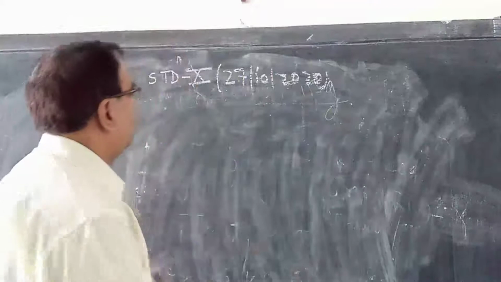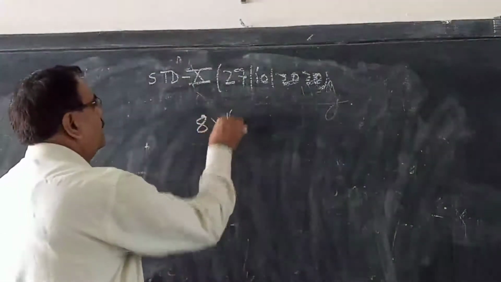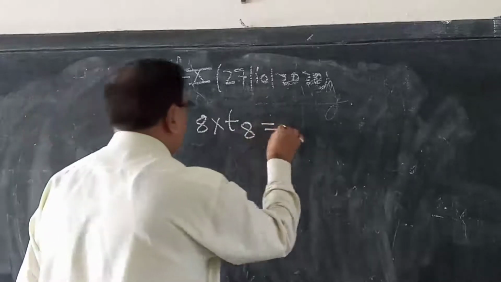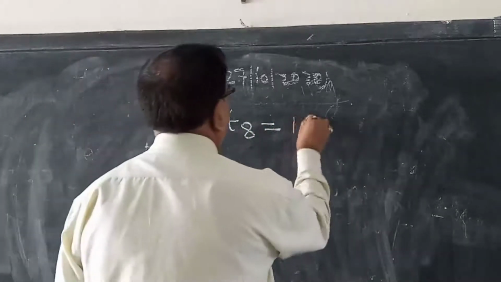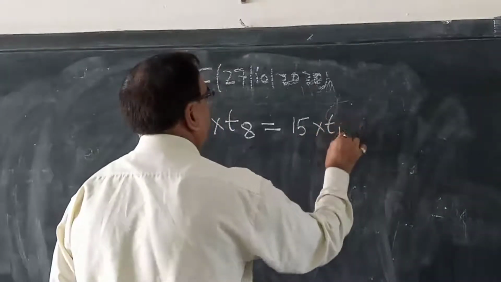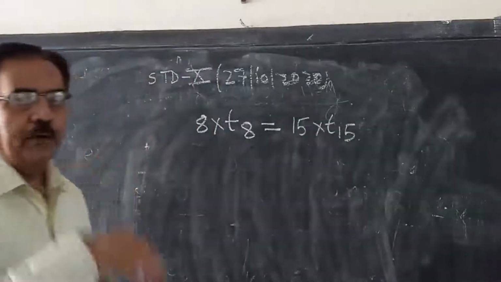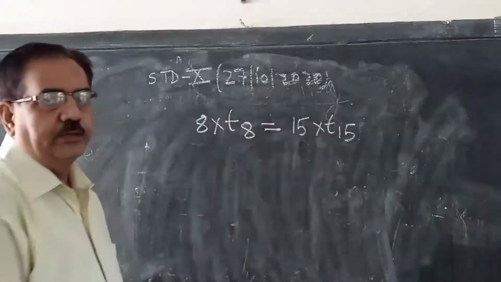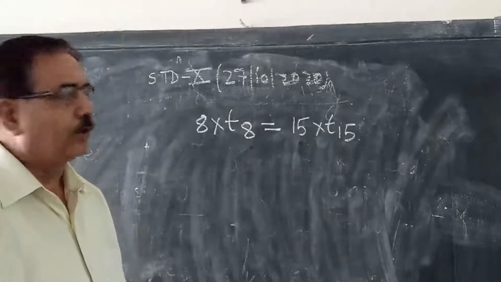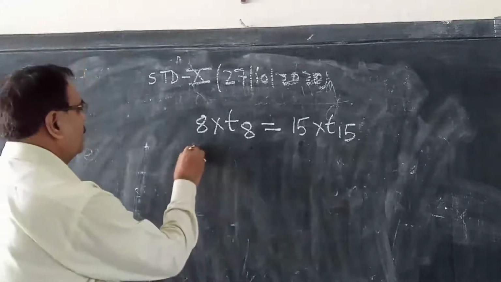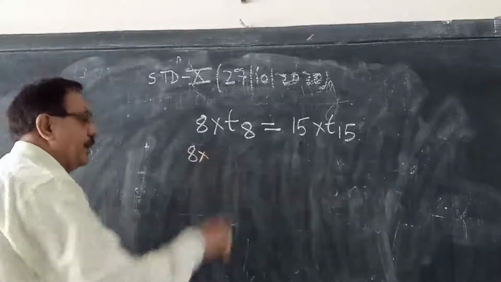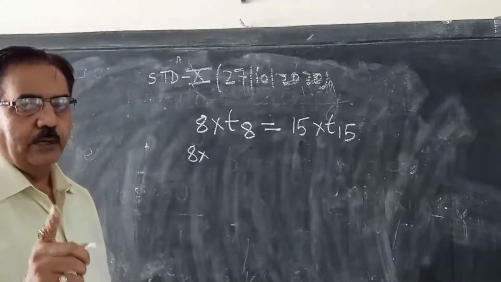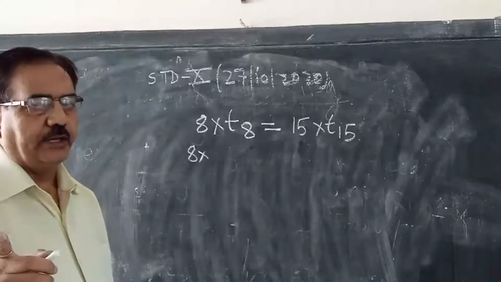See, given 8 times the 8th term, T8, equal to 15 times the 15th term, then we have to find the 23rd term's value. So 8 plus 15 is 23, and that 23rd term's value will be equal to 0. How will it be 0? See, T8, what do we mean by T8? The 8th term. So what will be the formula? Use the formula A plus n minus 1 into D.